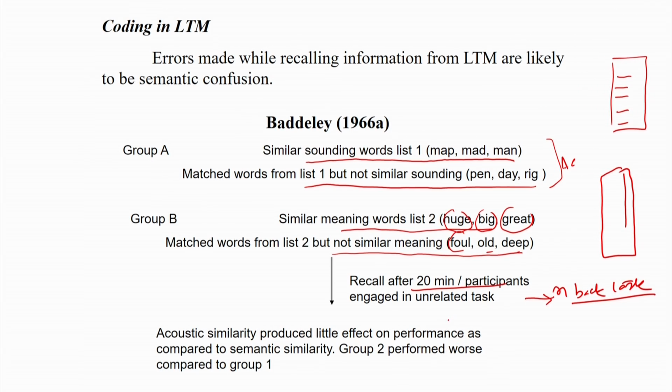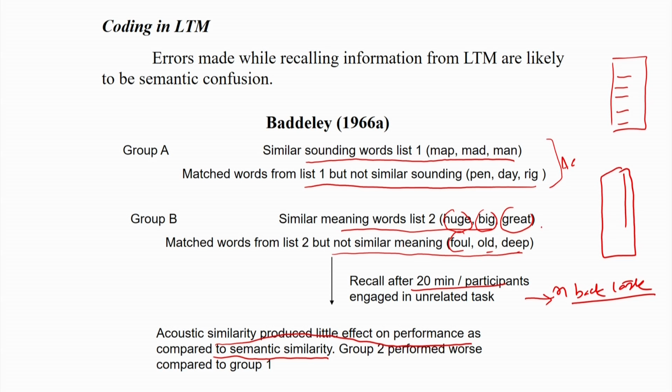This kind of a task should take up all their available attentional resources, so that rehearsal is not allowed. So a 20-minute wait was done, and after that when the subjects were asked to retrieve, acoustic similarity produced very little effect on performance, as well as semantic similarity. 20 minutes is enough time for any item to get processed.